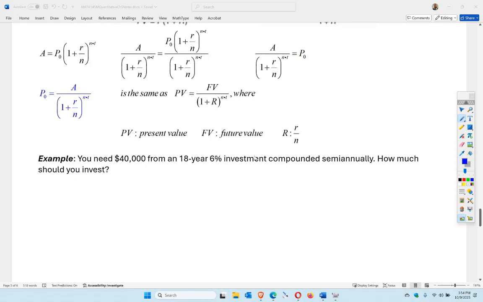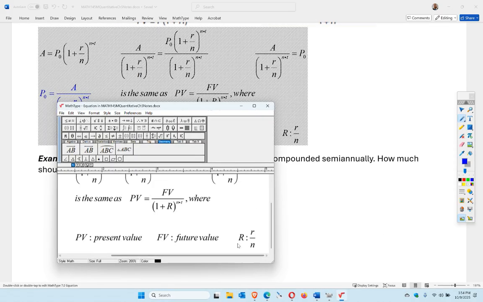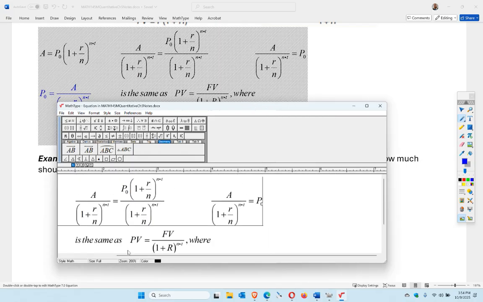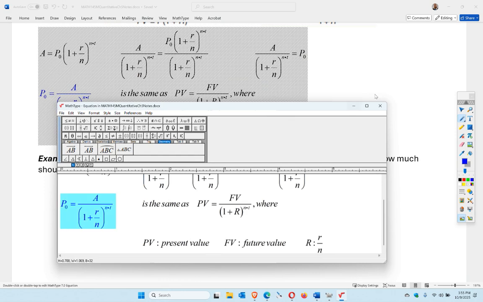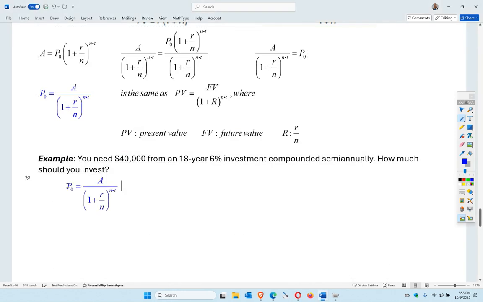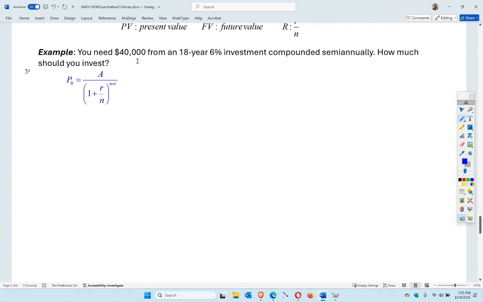So I'm going to copy that formula right here. Where did I have it? There it goes. I'm going to steal that formula. Copy and paste. Okay. So you need $40,000 from an 18-year, 6% investment compounded semi-annually. How much should you invest? So you're saying you have a kid that's just born, and you need $40,000 when they graduate high school for whatever, a new car, maybe books for college, who knows. How much do I need to put in right now to get $40,000 18 years from now?